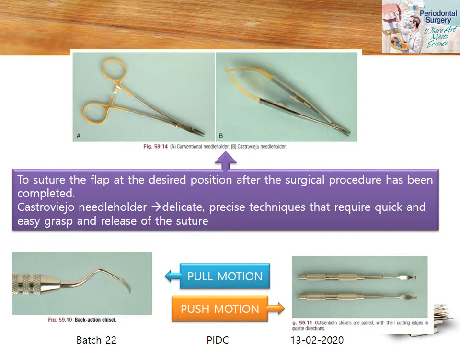So here you do have the Castroviejo needle holder, which is used to suture the flaps at the desired portion after the surgical procedure has been completed. Castroviejo needle holder is delicate. This is on the other hand used for delicate precise techniques that require quick and easy grasp or release of the suture.